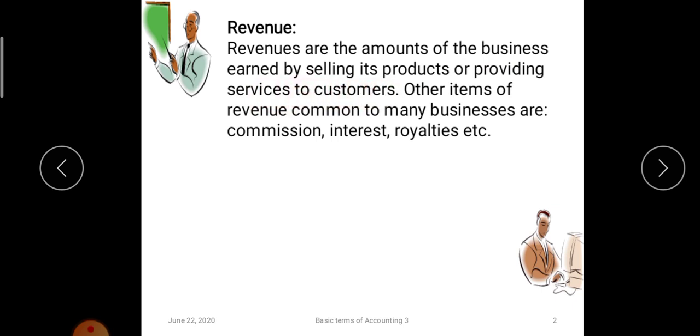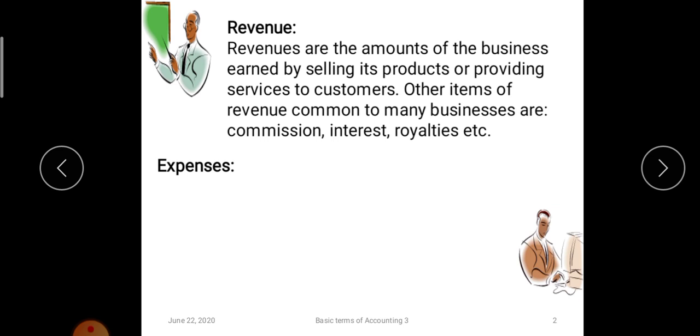Like Reliance Industries is selling petrochemical products. So whatever amount it is receiving is revenue for Reliance Industries. In the same manner, Reliance Industries may be receiving interest on its fixed deposits or other investments. Commission it may be receiving. It may be receiving some royalties. So all will be treated as revenue.